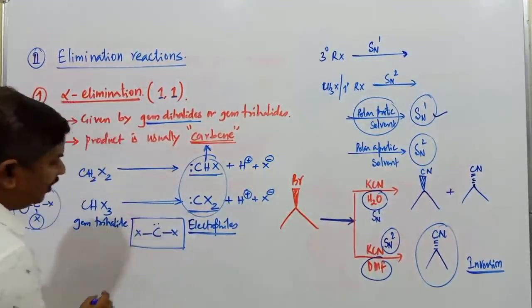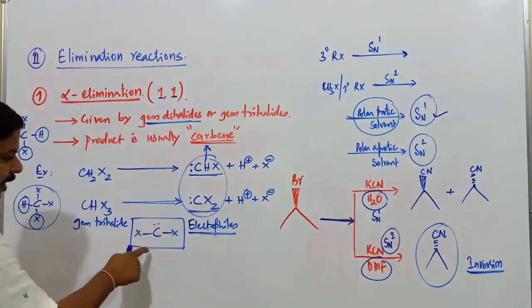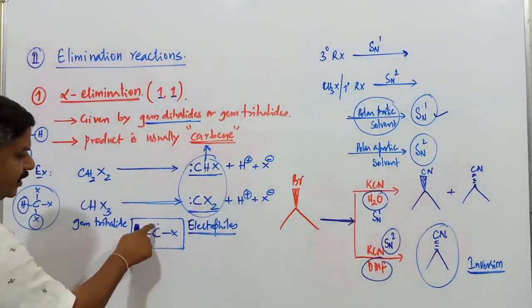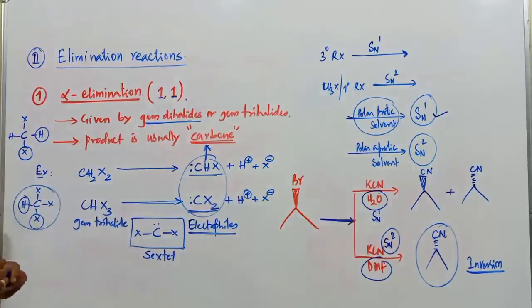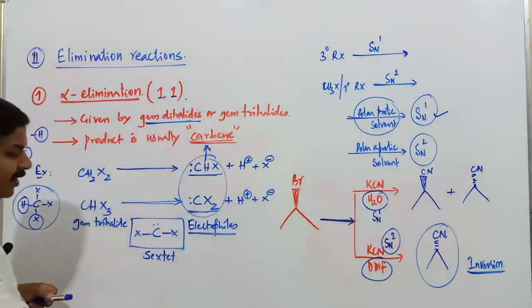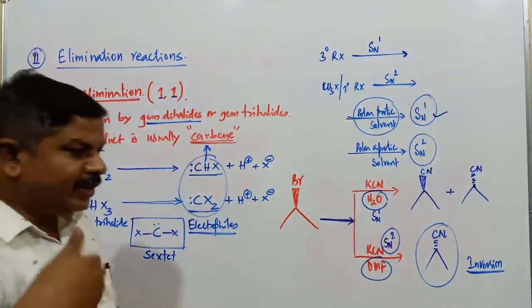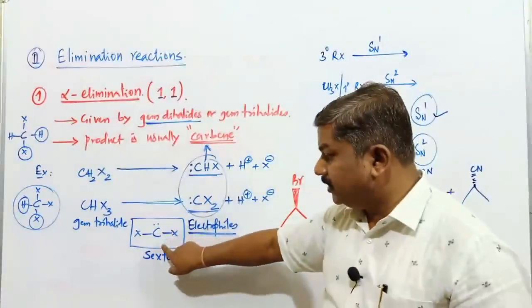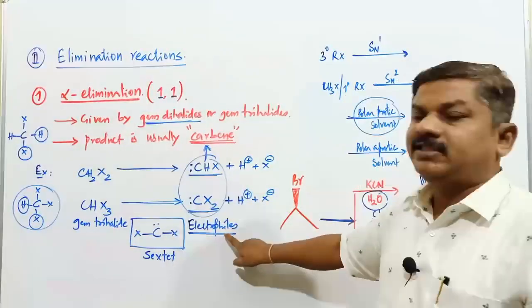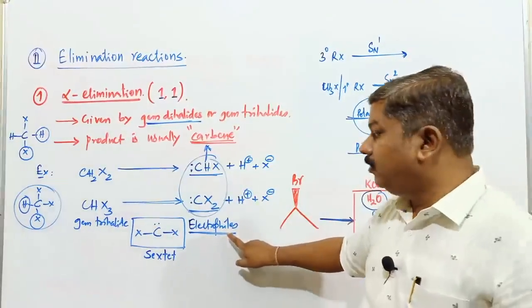The total number of electrons present around the carbon atom is 2, 2, 2. It has a sextet configuration. In any species, if the atom has a sextet configuration, it has not reached the octet configuration, so that is going to be an electron-deficient species. Because it is an electron-deficient species, it is considered an electrophile.